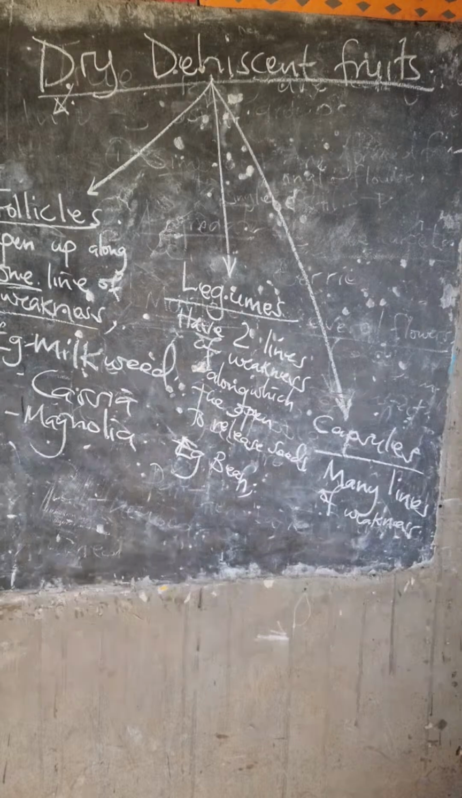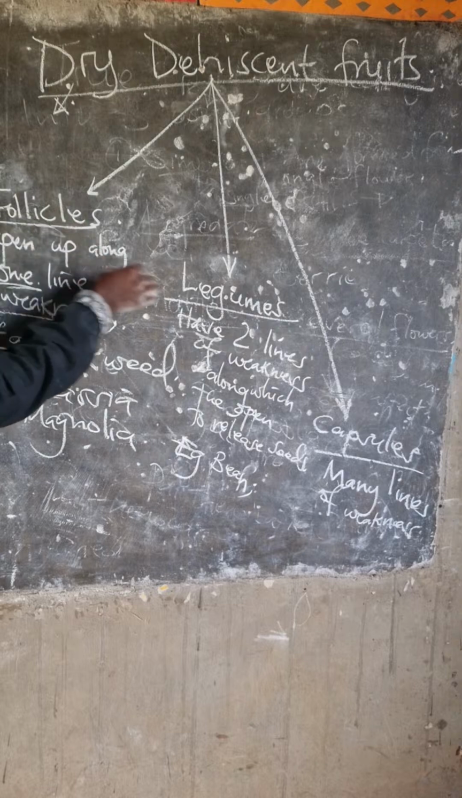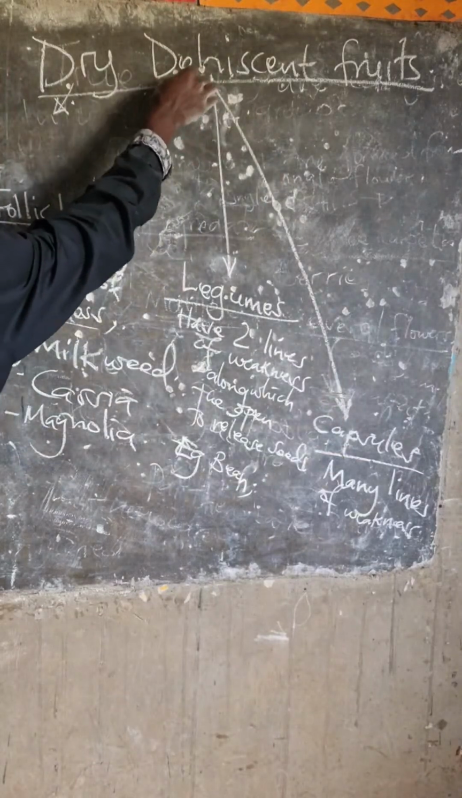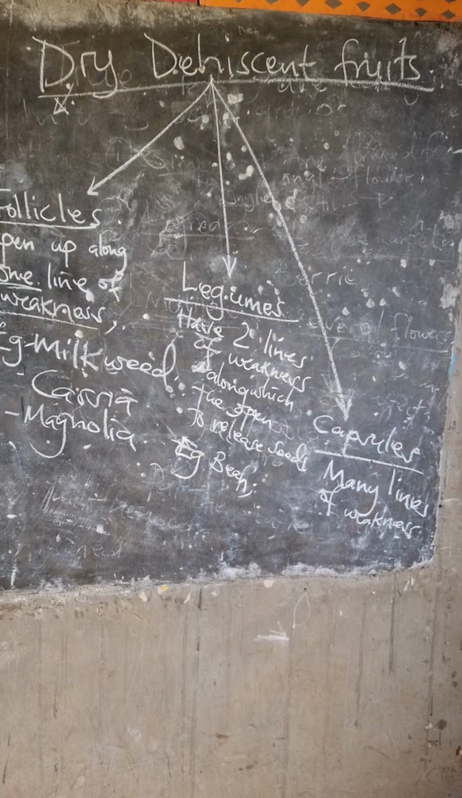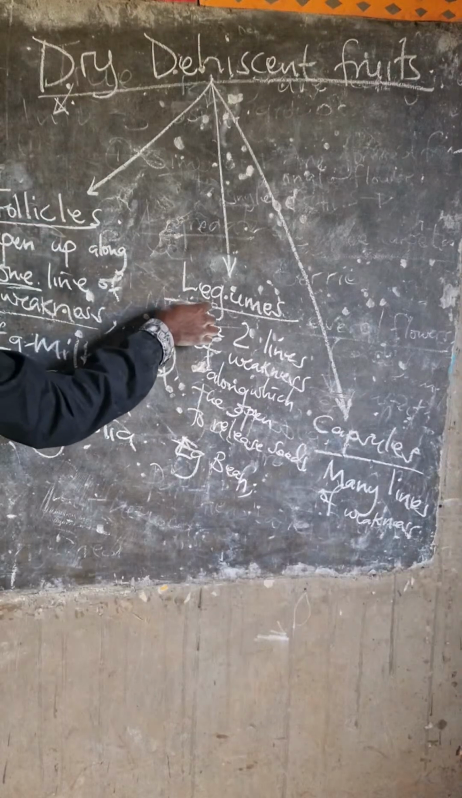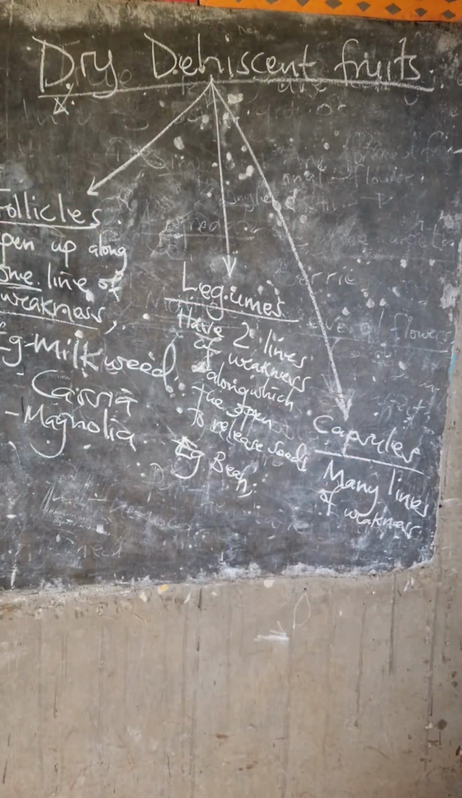Team of Prayer is saying, so teacher, the thing that differentiates them are the number of sutures. Yes. The difference between these three categories of the dehiscent fruits are the number of sutures. These ones have one, these ones have two, the other ones have more than two. They have many. Let me show them to you here. Examples of capsules.